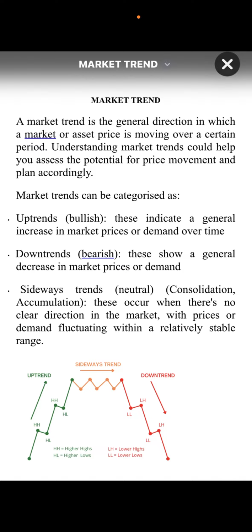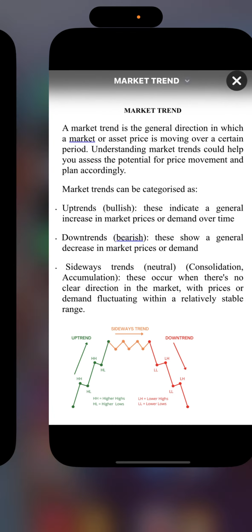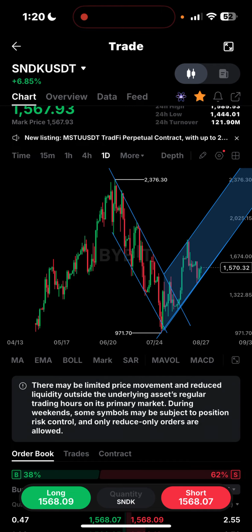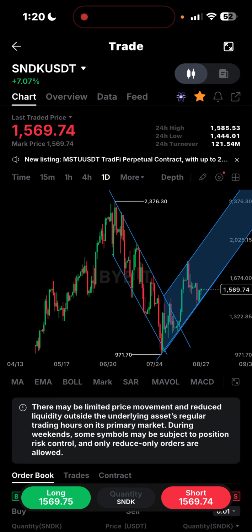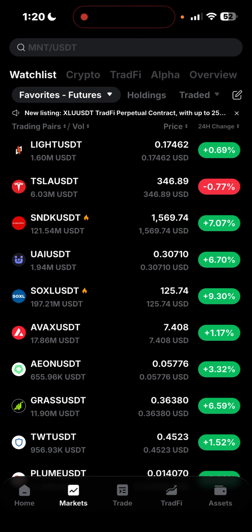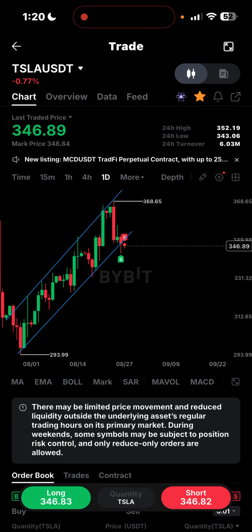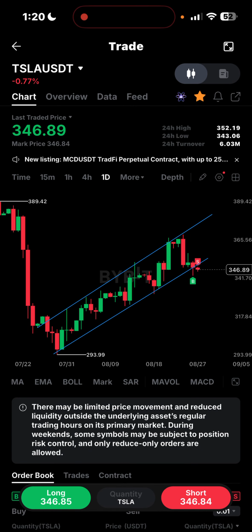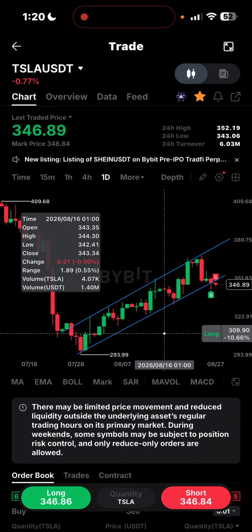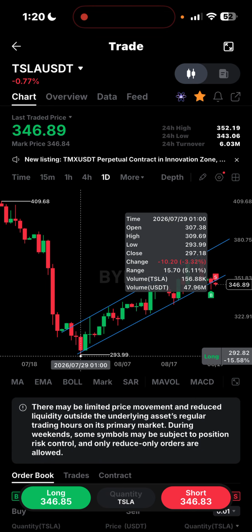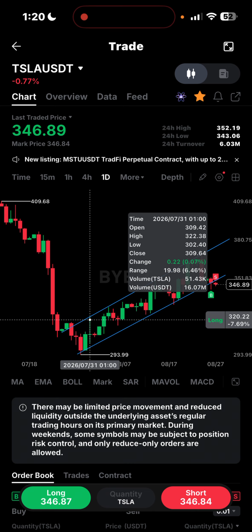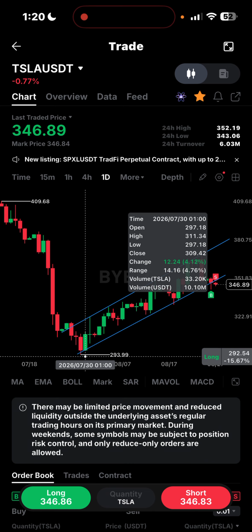Now let us check this on a market chart. Okay, let me check Tesla. This is the Tesla stock. So this is the stock market. Here, this is an example of an uptrend. The market moved from this price, go up to this price. This is because it is an uptrend.